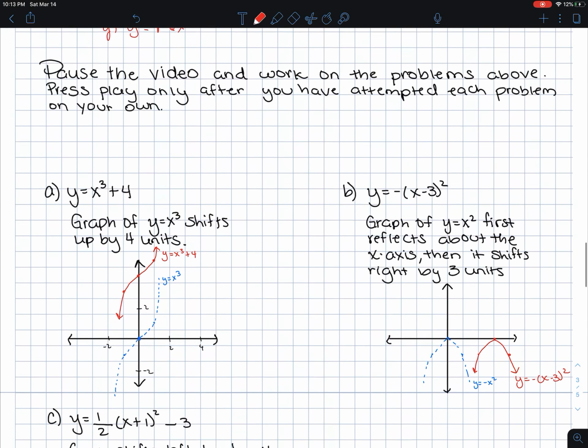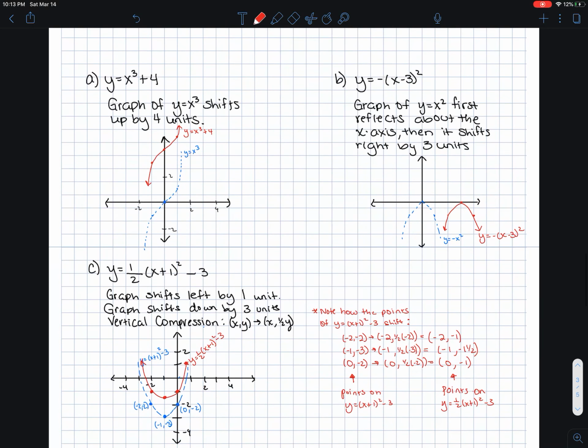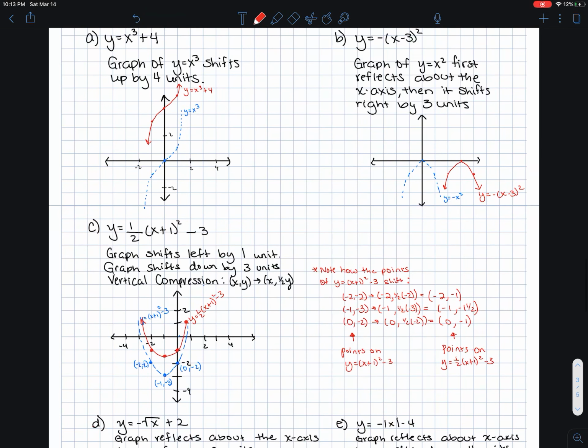Hopefully you did try all the problems and you're coming back, and now you're just going to check your work. You can press pause if I am going too fast and you need to see the answers. I tell you exactly what I did. So not only do I show you the graph, for example, in A, I did say graph of y equals x cubed shifts up by 4 units. And I drew the parent graph for you. Where they get a little bit more complicated, I actually did the shift first and then the compressions, like in part C.